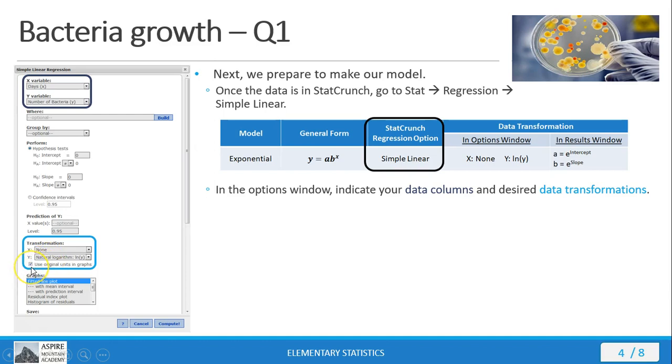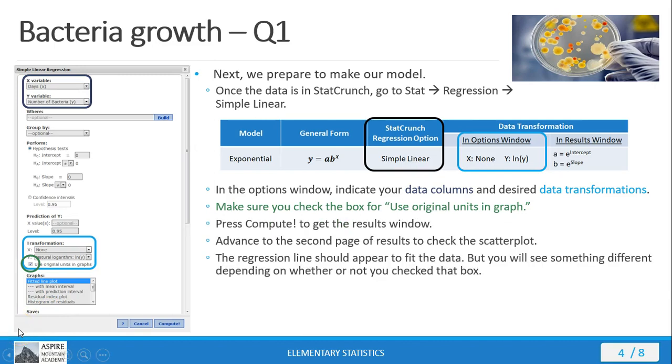Notice we also have this box checked for use original units in the graphs. We want to make sure that box is checked, and there's a reason why we want to check that box. We'll get into that in a moment. But at this point, we just press compute. We get our results window. There on the second page of the results is the scatter plot, and we should see a regression line that appears to fit the data.